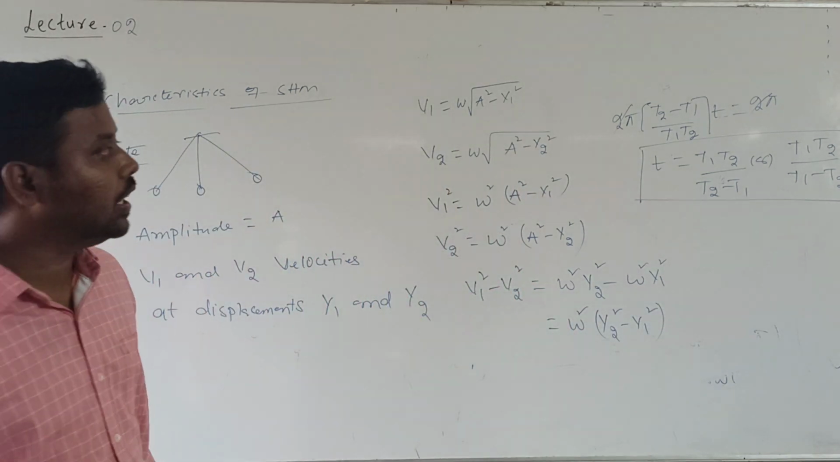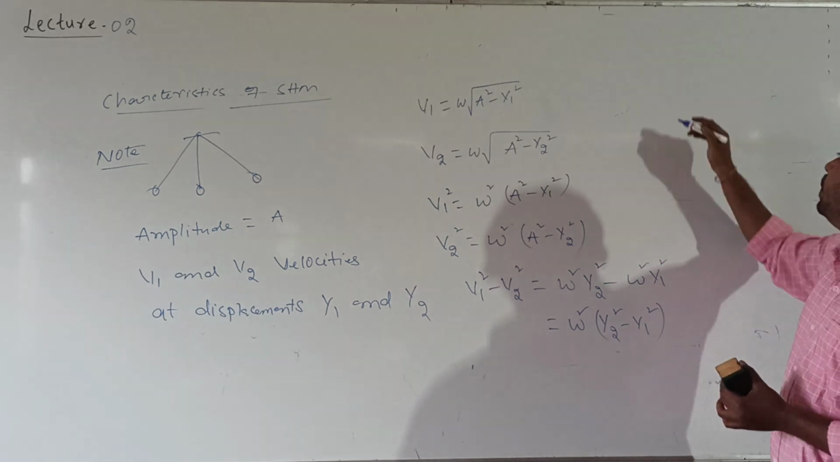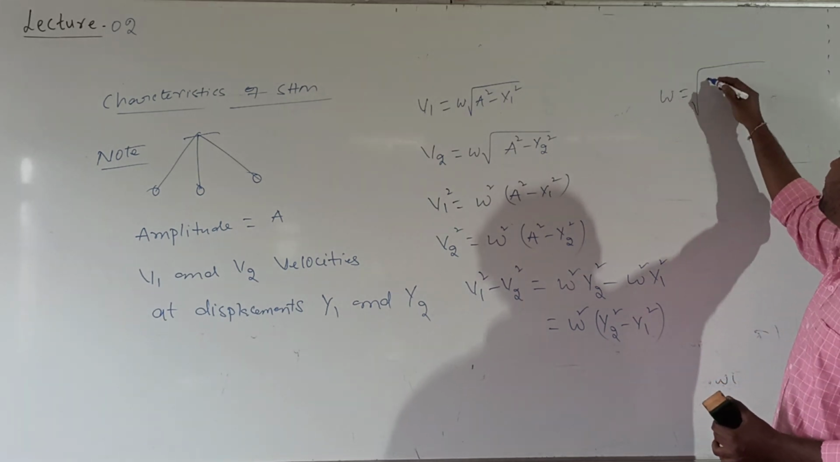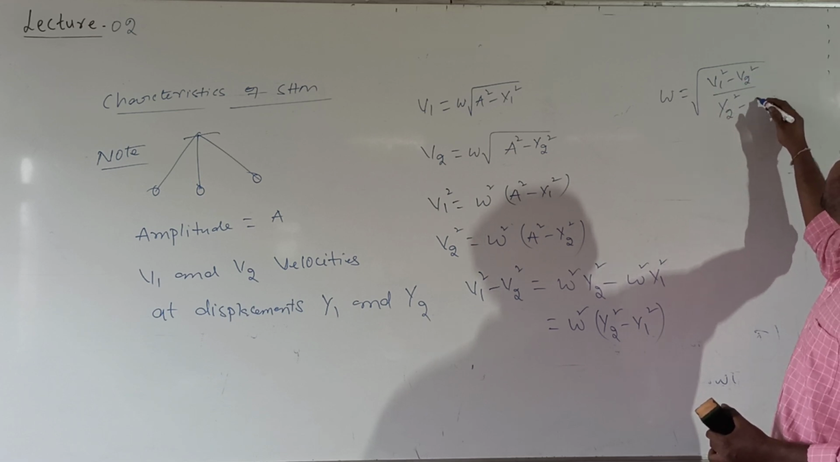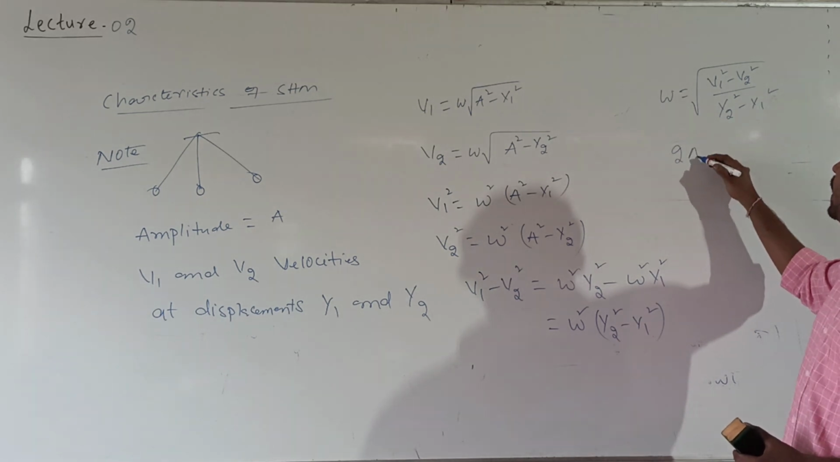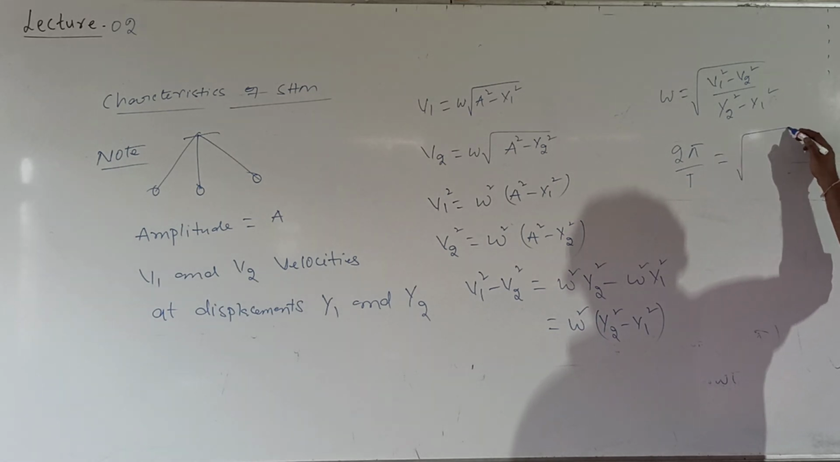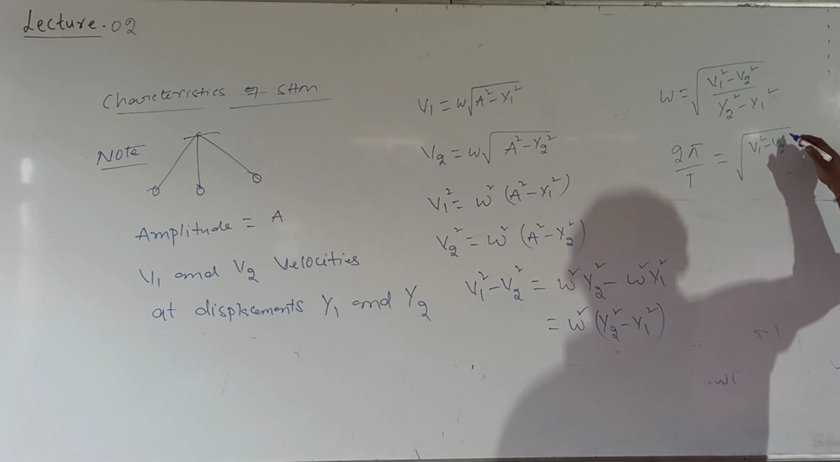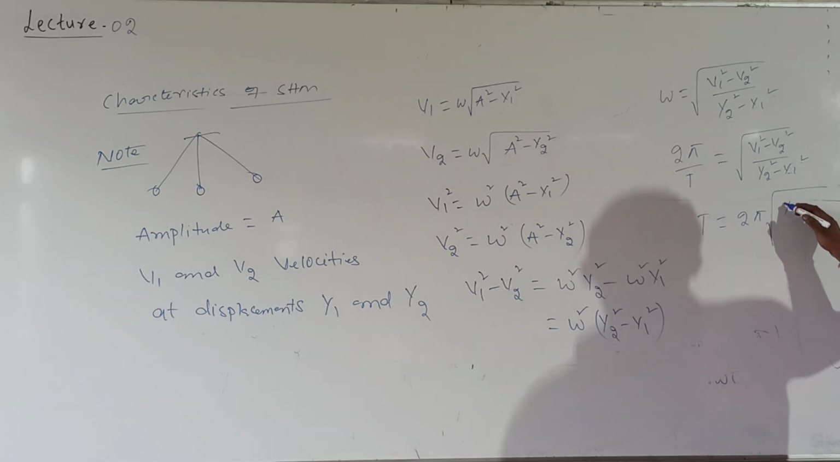So what is the value of omega? Omega is equal to root over v1 square minus v2 square divided by y2 square minus y1 square. But omega can be written as 2 pi by T. So 2 pi by T equals root over v1 square minus v2 square by y2 square minus y1 square. The value of T is 2 pi into root over y2 square minus y1 square divided by v1 square minus v2 square.